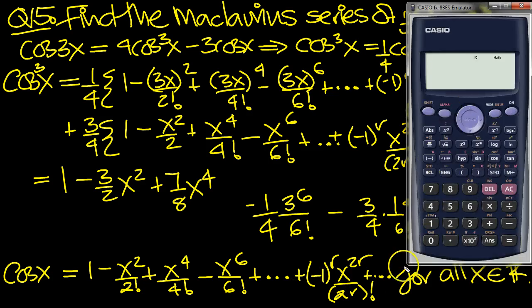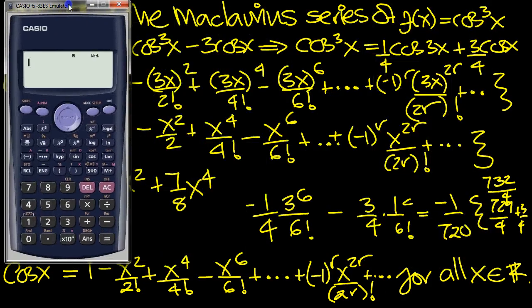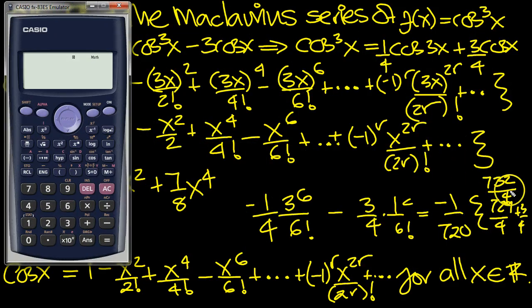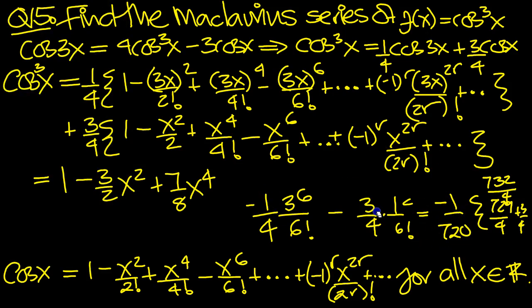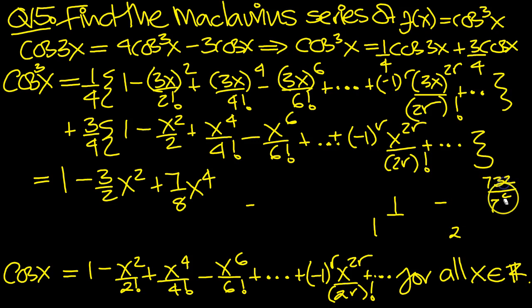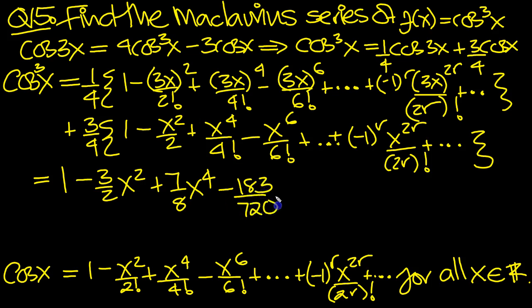So shall we type that in a calculator? Just to make our life a little bit easier, and we're all happy with it. So we've got 732 over 4 divided by 4. 183, and that'll be minus 183 over 720, one term. Now that I've just worked it out in my head on a scrap of paper, hopefully I've remembered it correctly, because it was minus 183 over 720 x to the 6 plus dot dot dot.